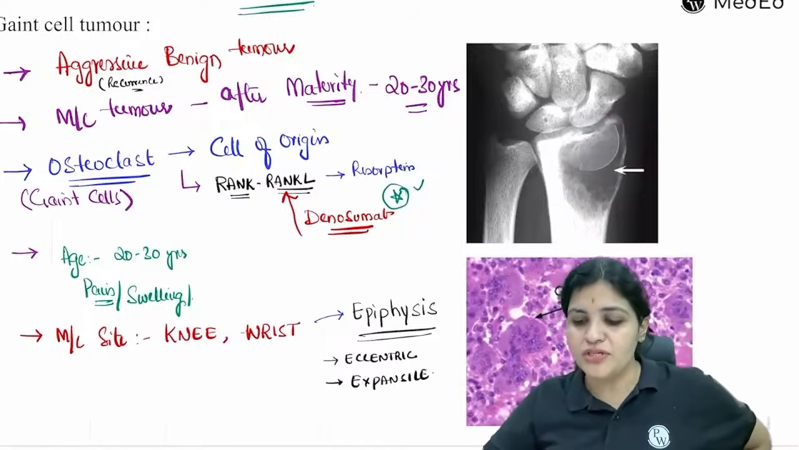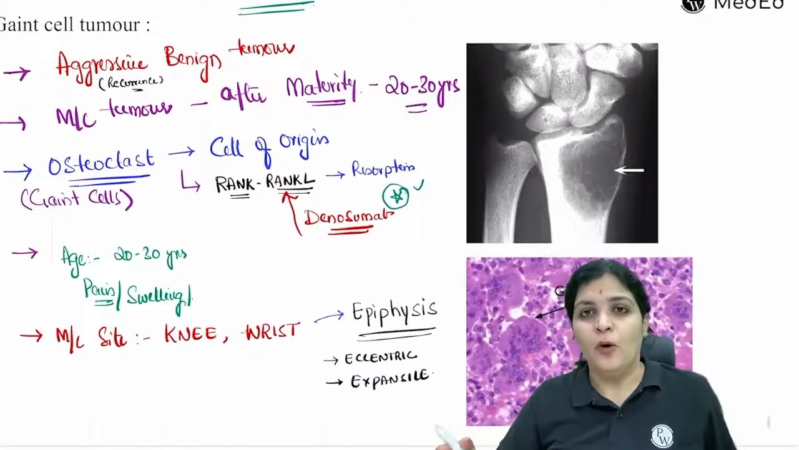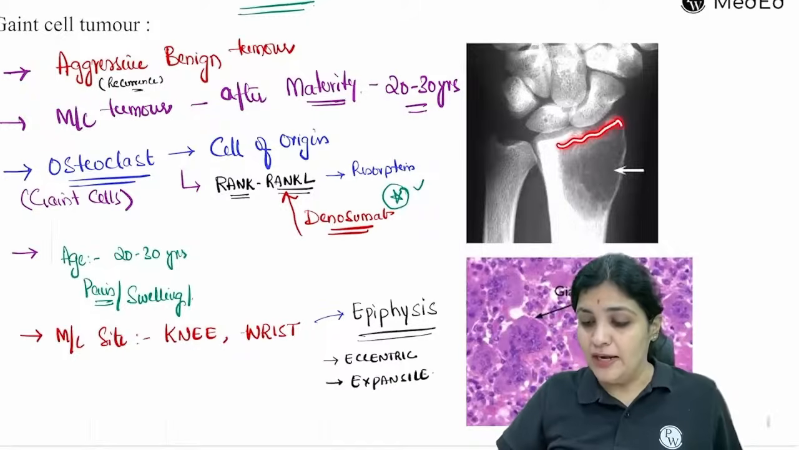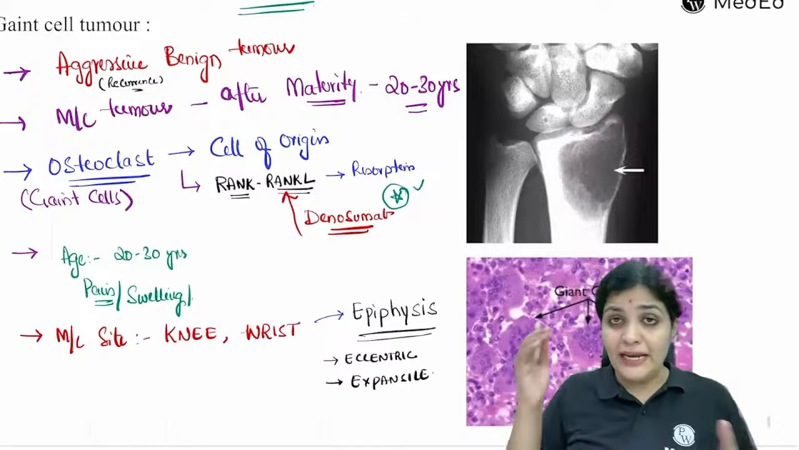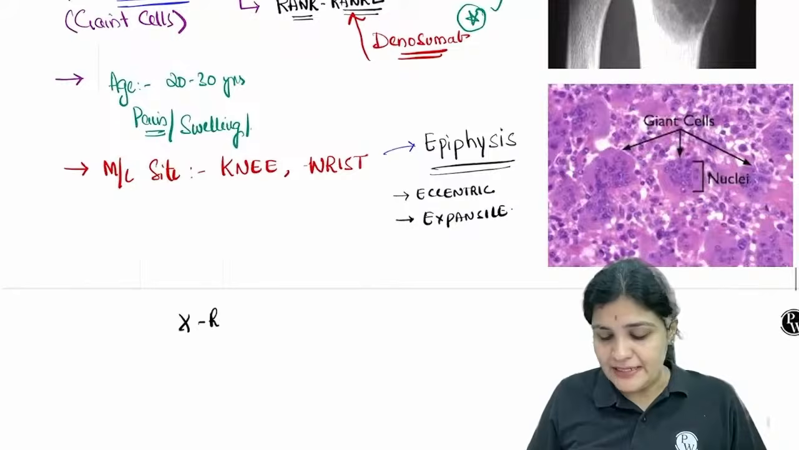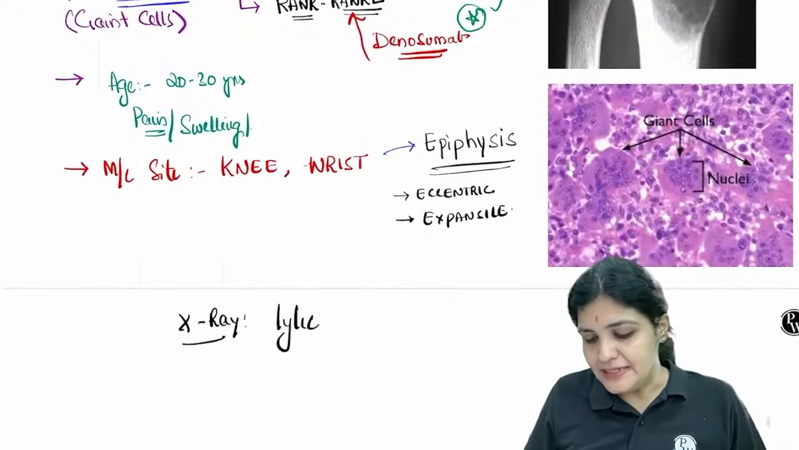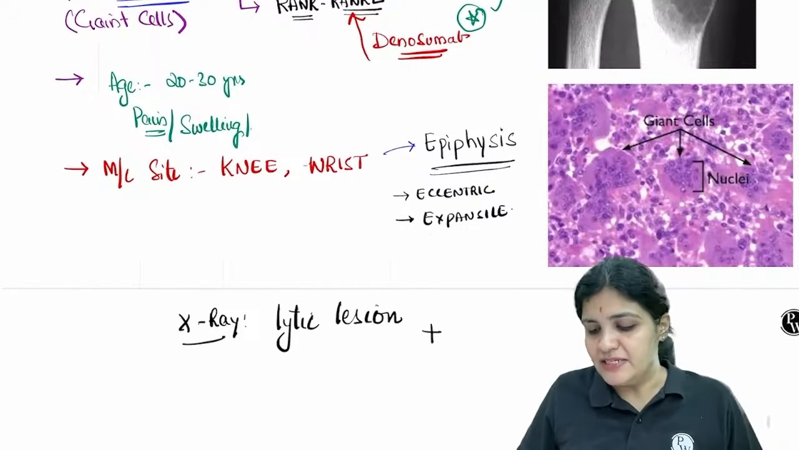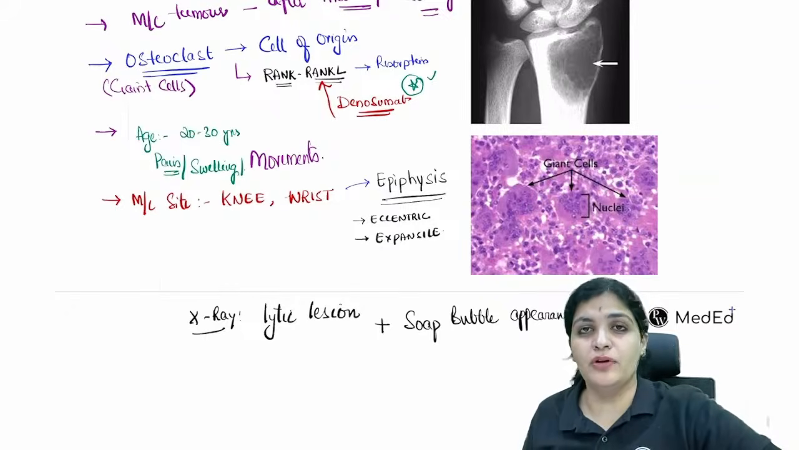That means it is almost near to the joint, but it will never cross the joint. It is a very obedient tumor, it will never cross the joint, but you can see there is a lot of lysis happening. So whenever you take the x-ray and see a giant cell tumor, you can see this is a lytic lesion which is eccentric and expansile in the epiphysis with a soap bubble appearance, which is very important to note on the x-ray.